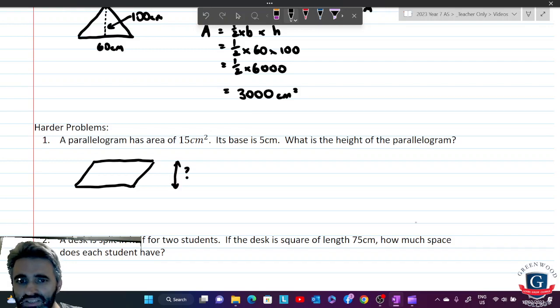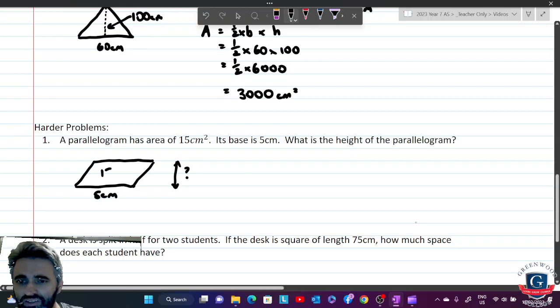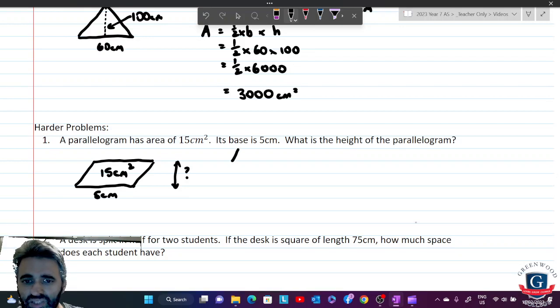We know the base is 5 centimeters. And we know it has area of 15 centimeters squared. So, the area equals base times height. We know the area is 15. We know the base is 5, but we don't know the height. Now, logically, to make these sides equal, 15 on this side, we need 15 on this side. 5 times h would be 3.